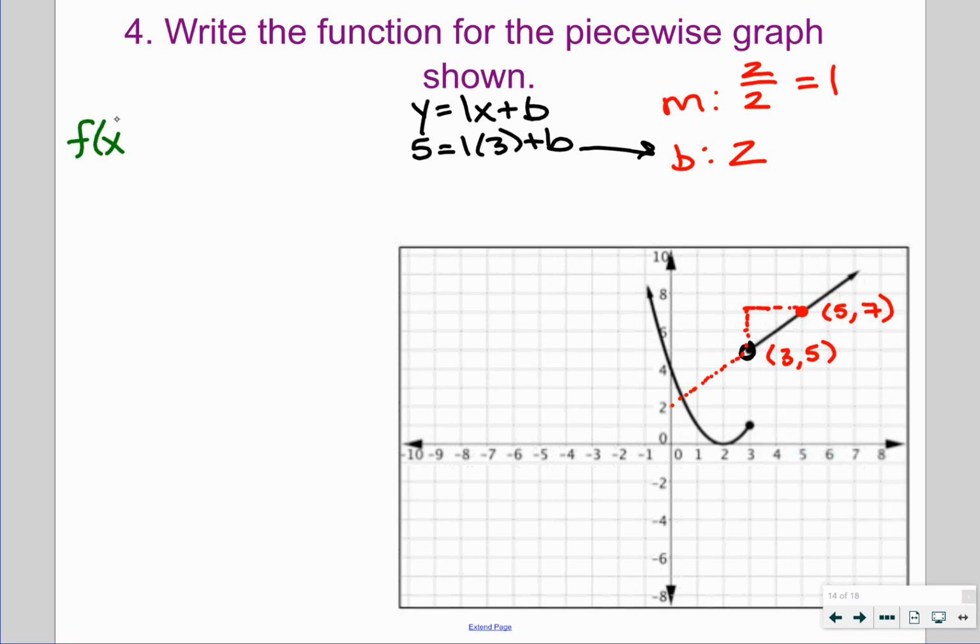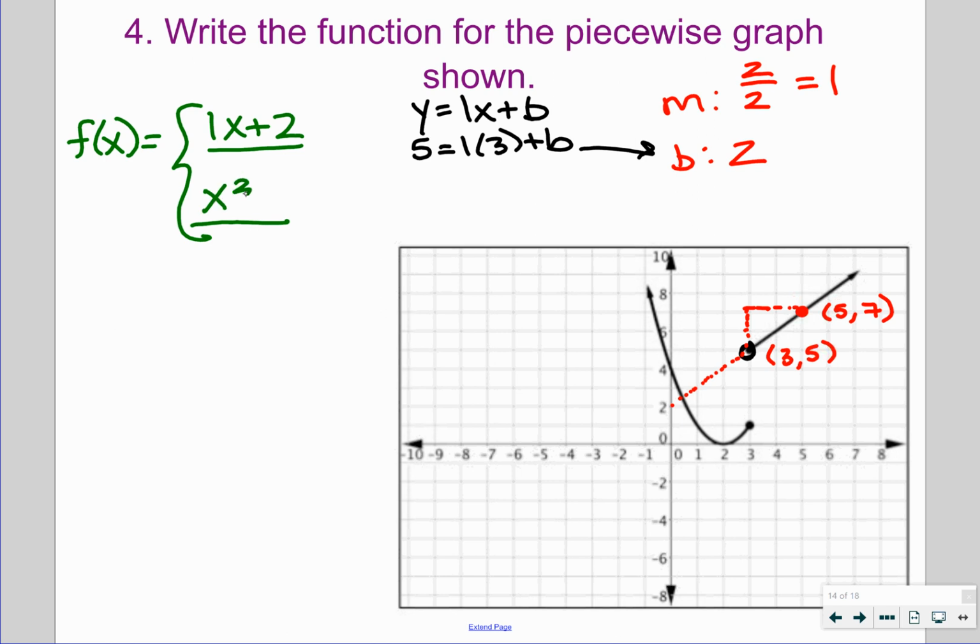Okay, so the equation for the line, and I'm going to just start writing my function notation here with my piecewise. I've got 2 pieces, so 2 rows I'm going to have here. My first one is 1x plus 2. That's the equation of my line. The second one is going to be the equation of that parabola. Now, what's the basic equation of a parabola? Y equals x squared, okay?